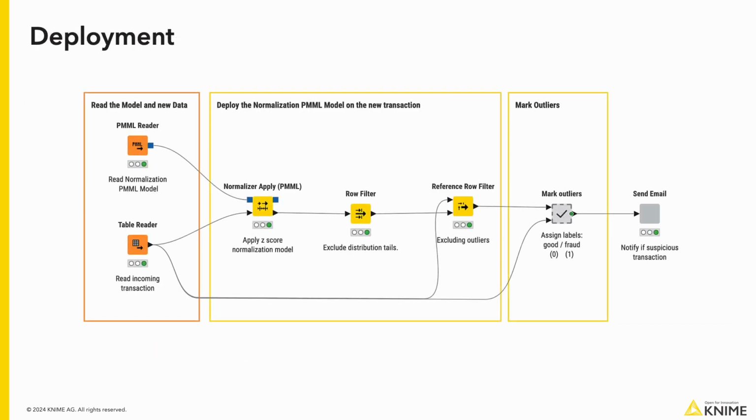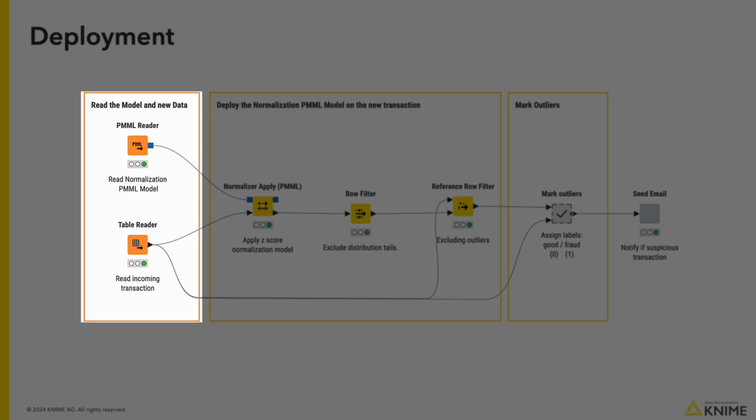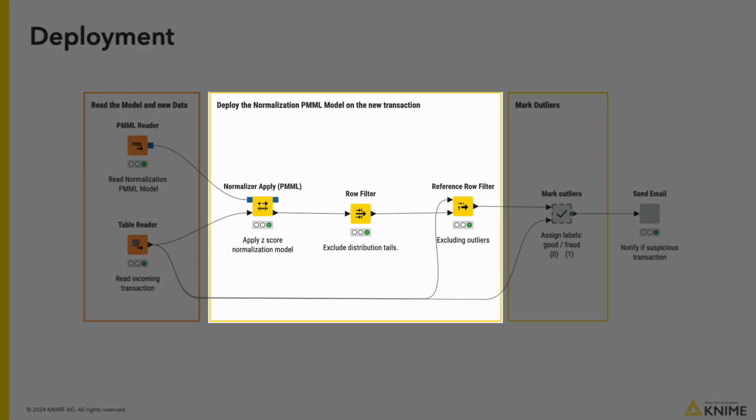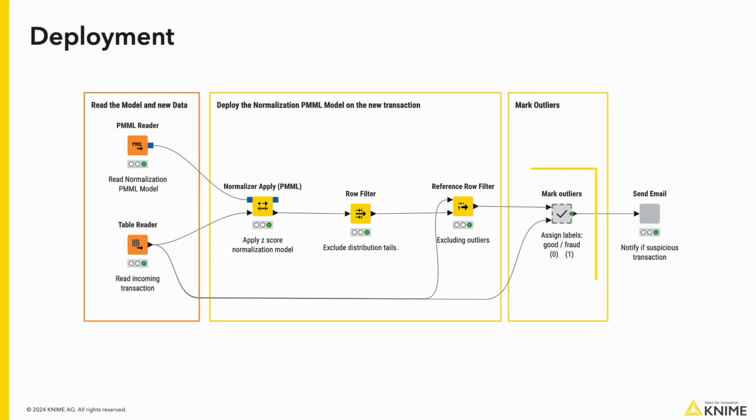To deploy our model, we can use this workflow here to classify a new transaction. On the left, we read in our saved model and the new transaction. Next, we follow the process for classification as in our training model and create a table to pass into our mark outliers component for classification. If the transaction is suspicious, we will go ahead and send an email, otherwise we won't.